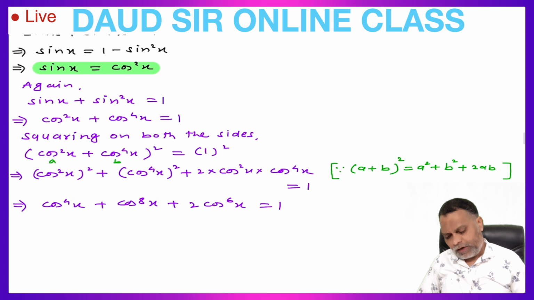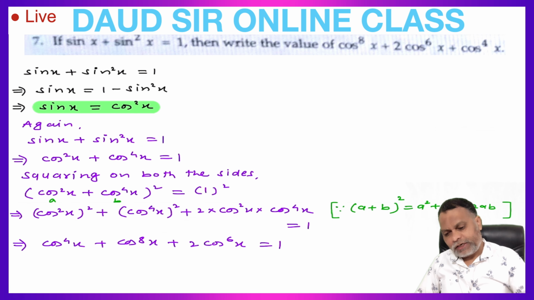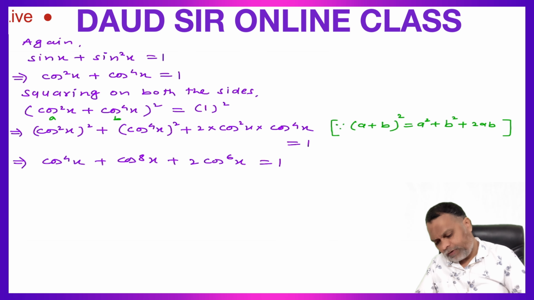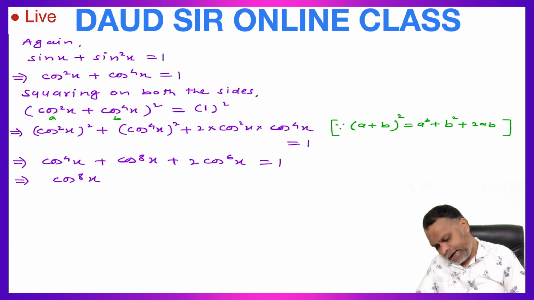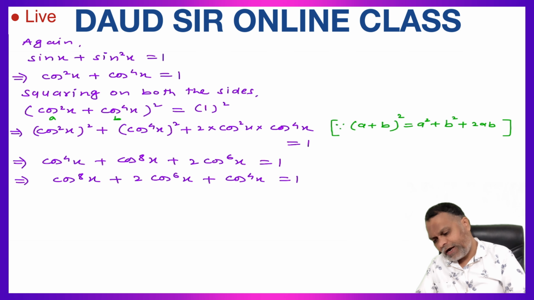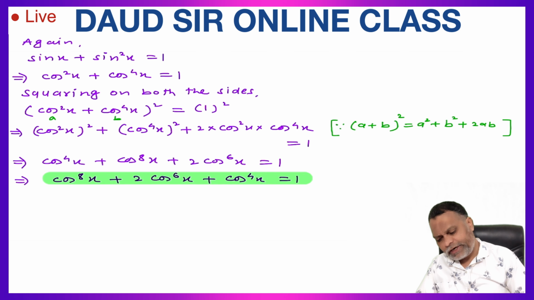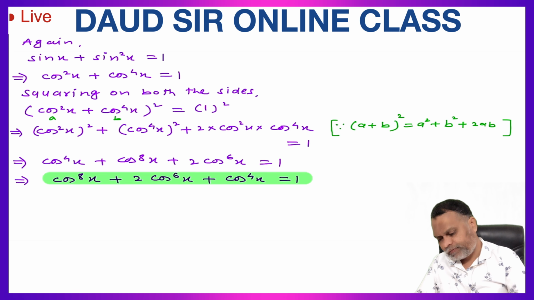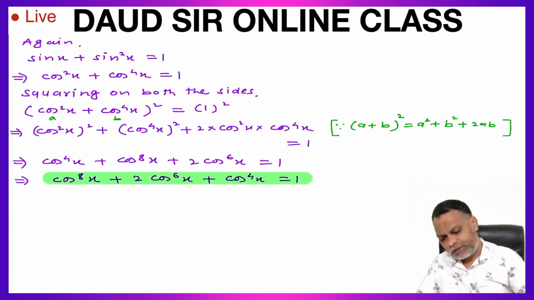So now we can write them in order. First 8 power, then 6 power, then 4 power. So this is cos raised to the power 8x plus 2 times cos raised to the power 6x plus cos raised to the power 4x is equal to 1. This is the required value of cos raised to 8x plus 2 cos raised to 6x plus cos raised to 4x, which is equal to 1. This is our answer.